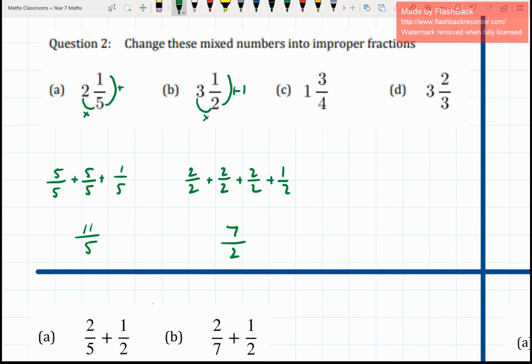Okay, on this one, we would have 4 fourths. That gives us our 1 plus 3 fourths. So we'd have 7 fourths. So we'd have 1 times 4 plus 3. And the last one, I'm not going to do this one longhand, I'm just going to do it shorthand. So we'd have 3 times 3, which is 9, plus 2, which is 11/3.